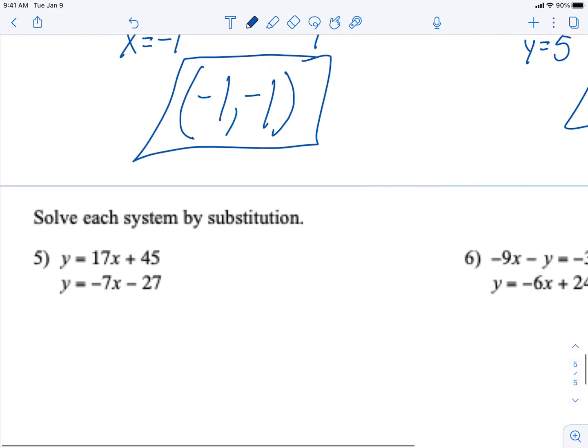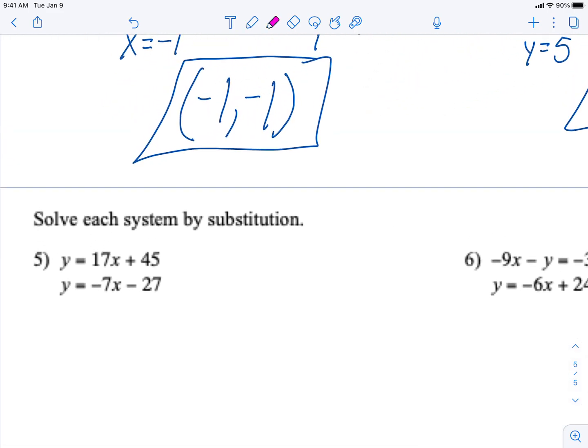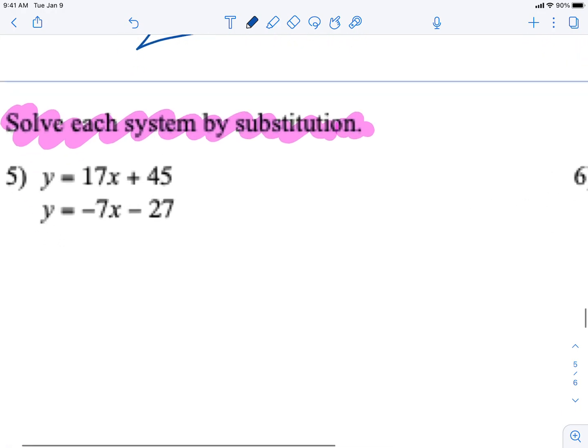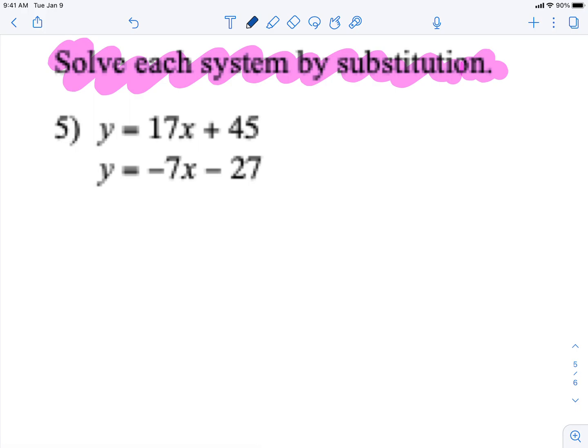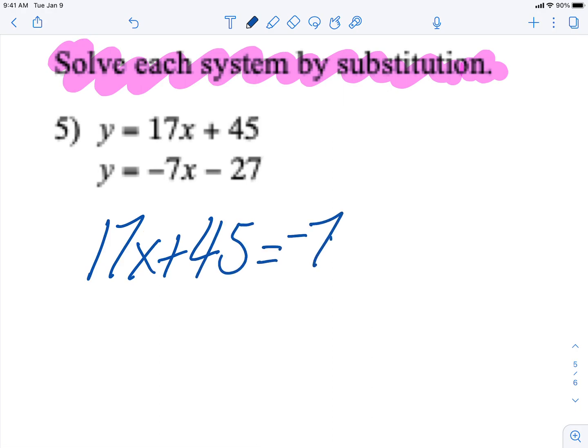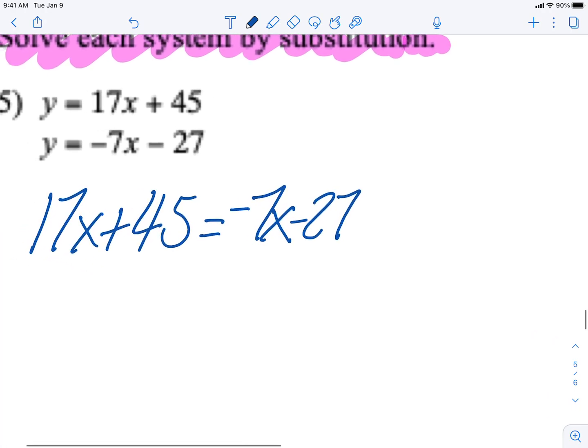We're going to work on substitution. It says here, solve each system by substitution. Here, they're both y equals. So if they're both y equals, that means that 17x plus 45 is equal to negative 7x minus 27, because they are equal to each other.